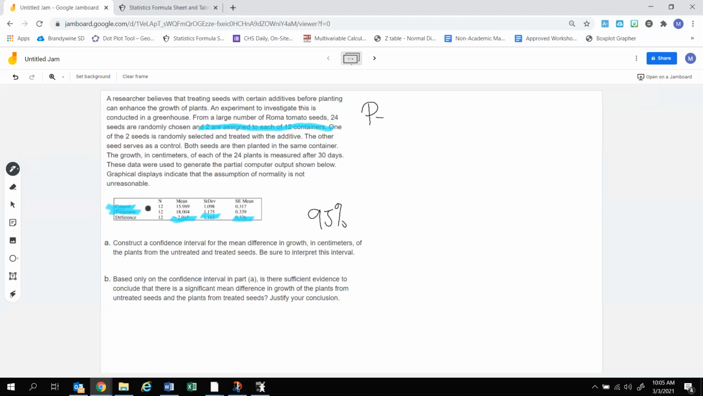P is the parameter of interest. Look in the question, it tells you we are finding the true mean difference in growth in centimeters of the plants from the untreated and treated seeds. So we're going to use that part right there. That is our parameter of interest. So we are looking at the true mean difference in growth in centimeters of the plants from the untreated and treated seeds.